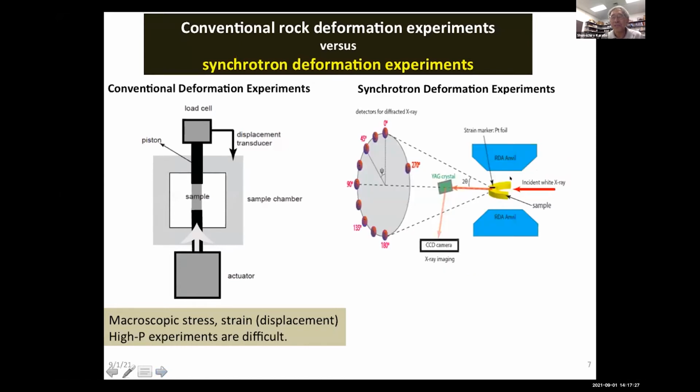For example, this is Don Weidner's design. Sample is over there, X-ray comes here, and then you collect the image to determine the strain, and then you collect diffracted X-ray using white beam to estimate stress conditions. So stress in the synchrotron experiment is determined through the diffracted X-ray inside of your sample, not by the force applied from the exterior. So you are going to determine stress inside of the sample itself, which is completely different from the classic deformation experiments.